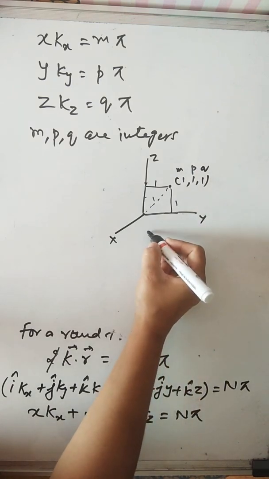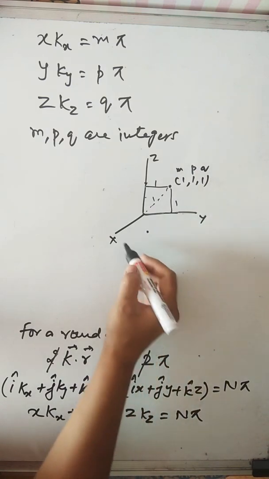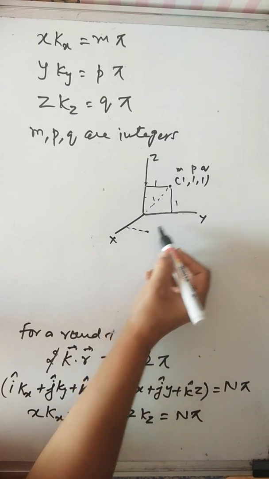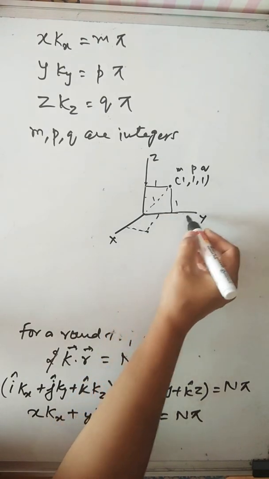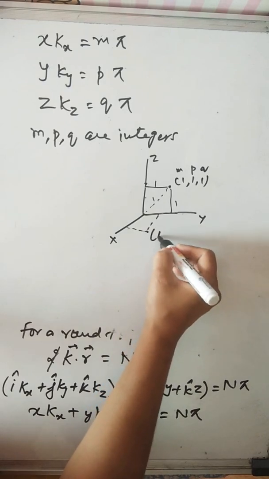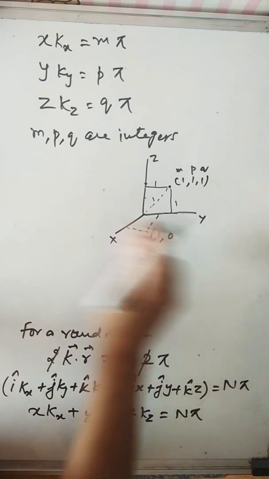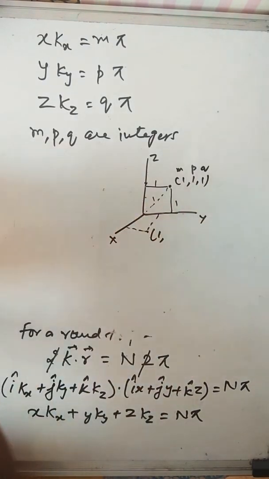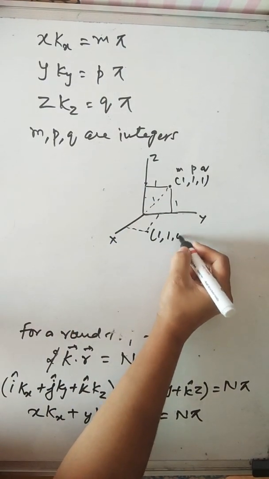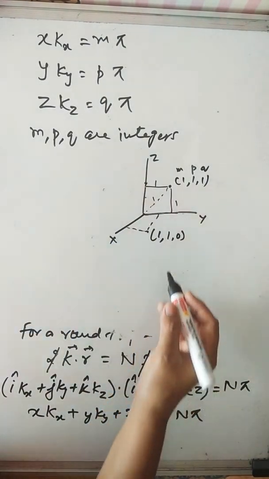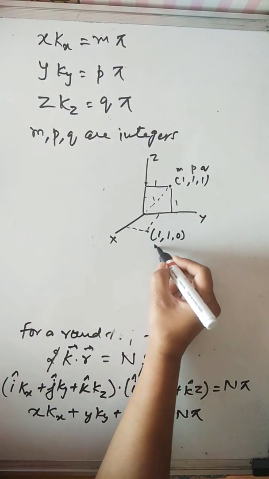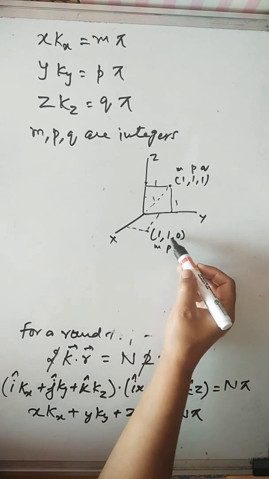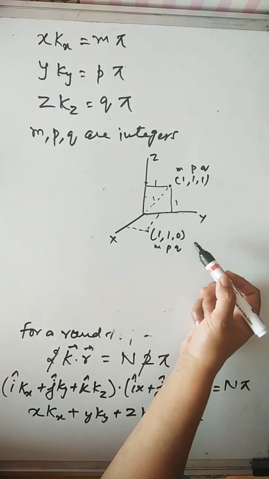This is M, this is P, this is Q. But if the point is somewhere here, then what is the value of this? The value will be that it is lying in the xy plane. It means the value is 1, 1, 0, because it is having x, it is having y, but it is not having z, because it is not having the height. So in this case we can write M, P, Q.